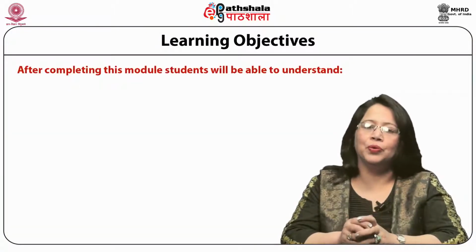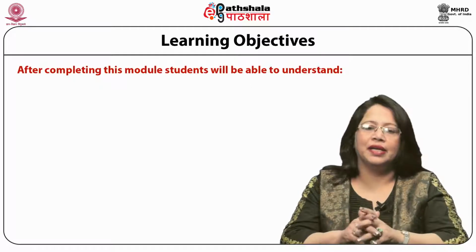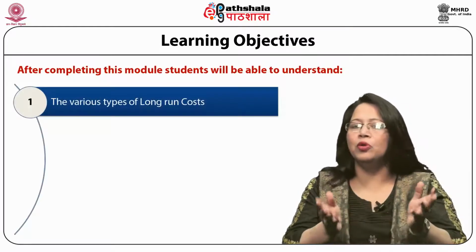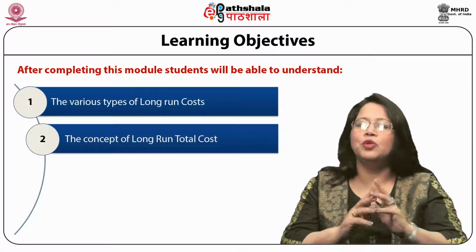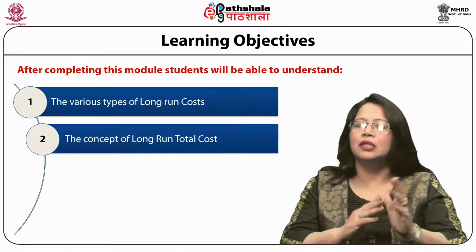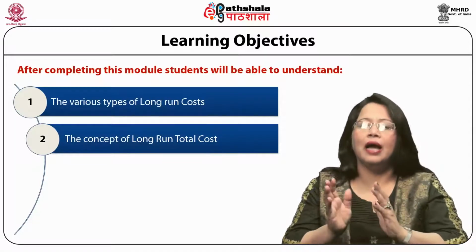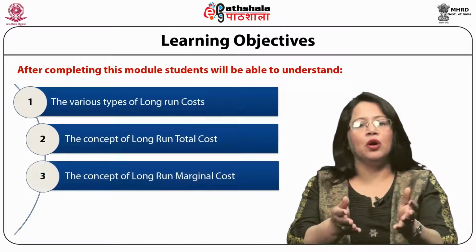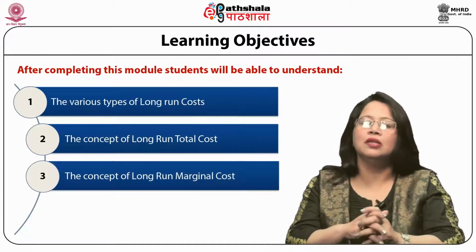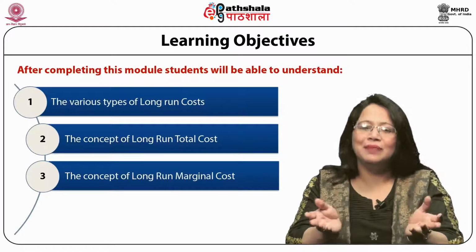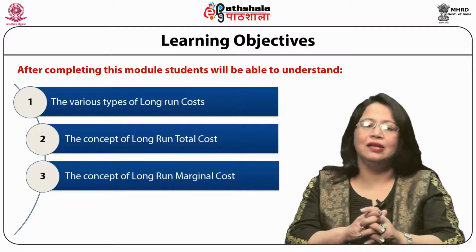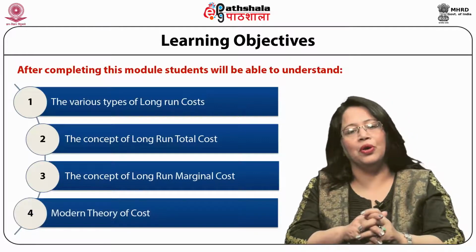Today we are going to talk on module Theory of Cost 2 from paper Managerial Economics. After completing this module, you will be able to understand the various types of long run cost, concept of long run total cost, the concept of long run average cost, concept of long run marginal cost, relationship between LMC and LAC, and modern theory of cost.